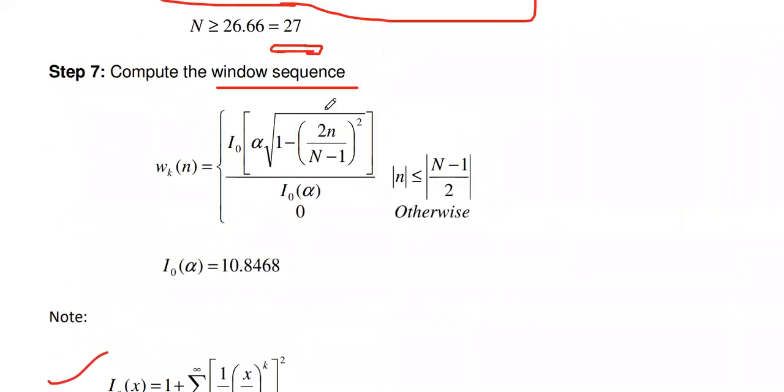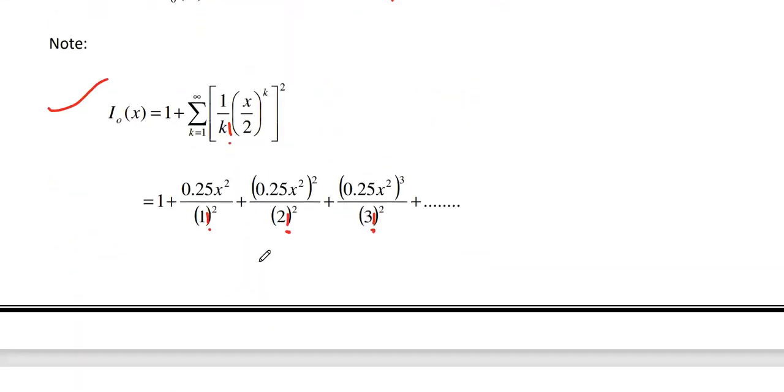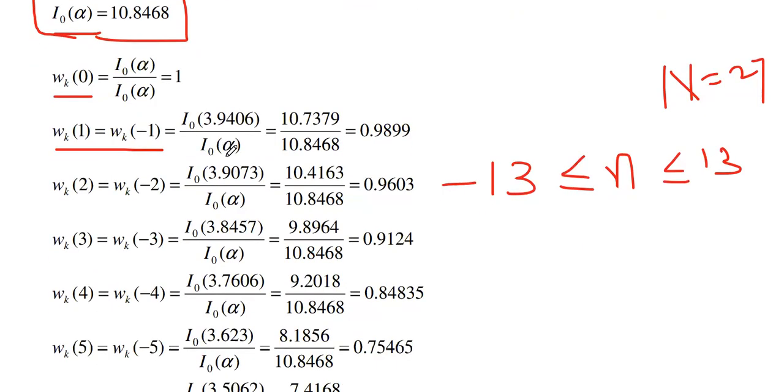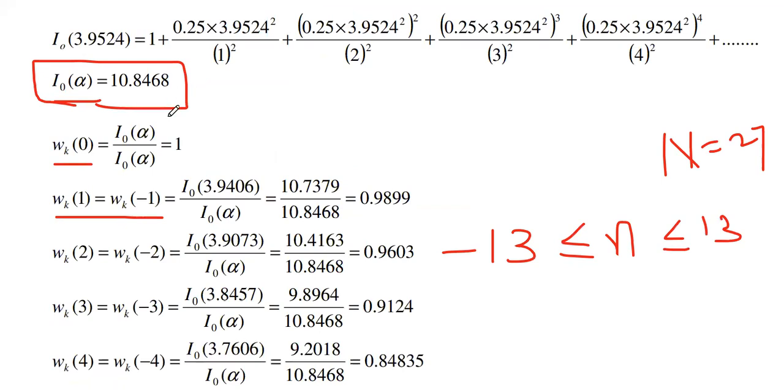So in this formula, instead of small n, we have to substitute 1, and capital N is 27. If we substitute, we get I naught of alpha into square root of 1 minus (2 divided by 26) the whole square. Taking the square root, we get I naught of 3.9406 divided by I naught of alpha. I naught of alpha we already calculated as 10.8468.